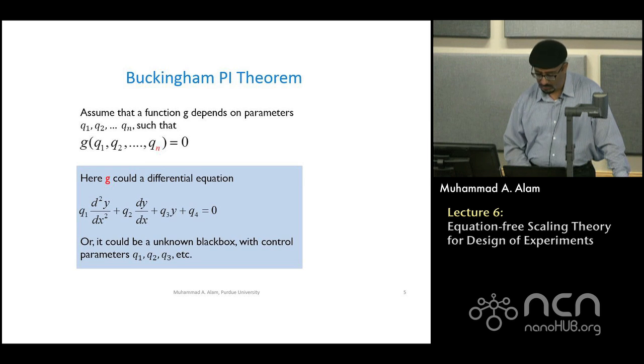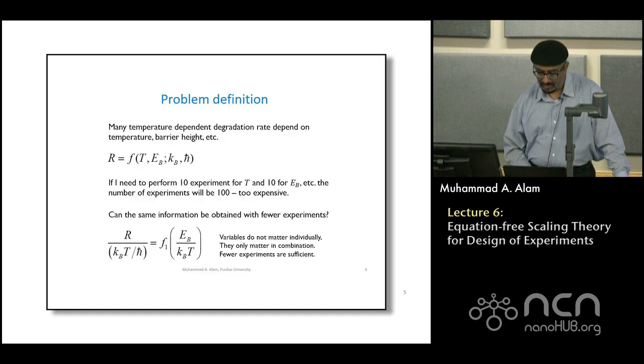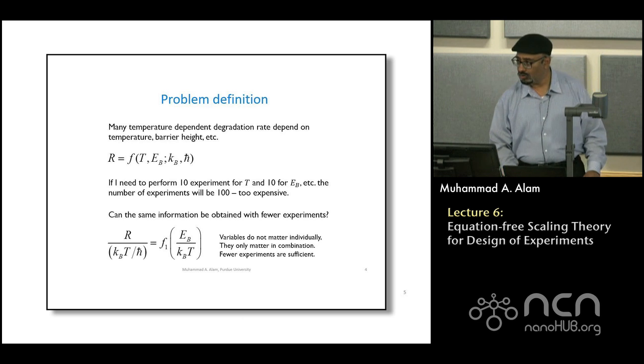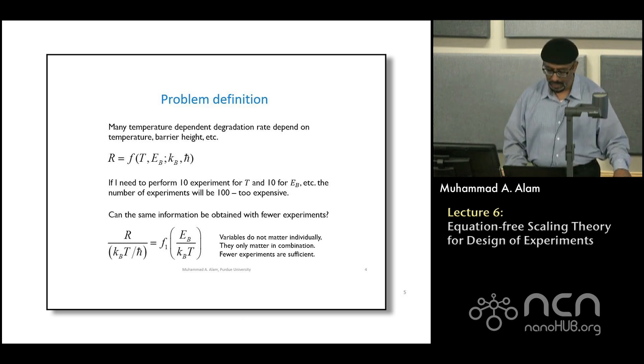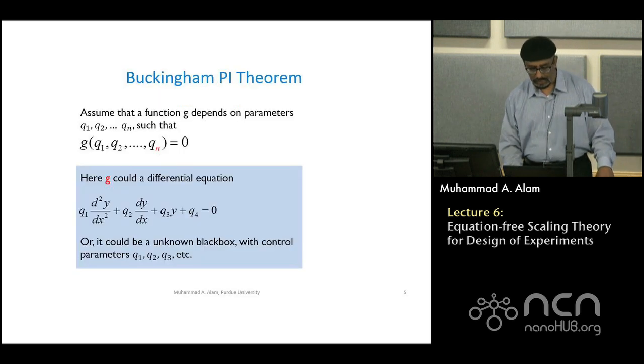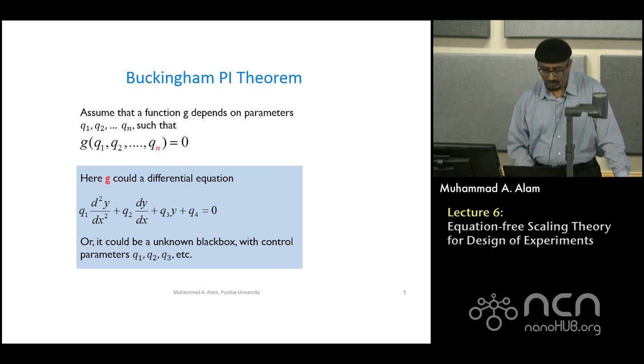So this is 0 means that you push the R to this side and write the R minus the whole thing as G. So those are your parameters. Parameters may be some of the parameters you wish to measure, some of the parameters that are given input and output. And the G could be a differential equation like this for second order.